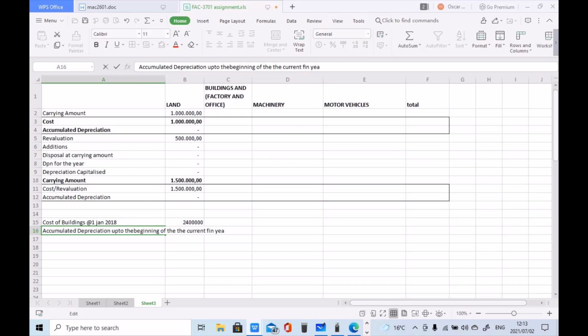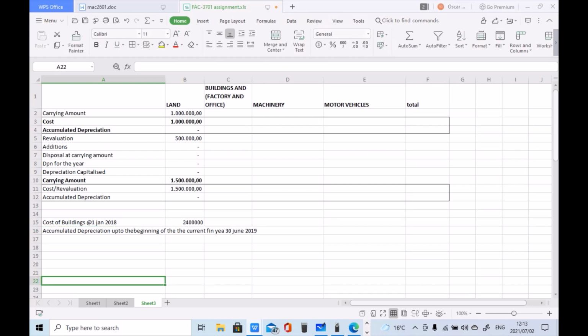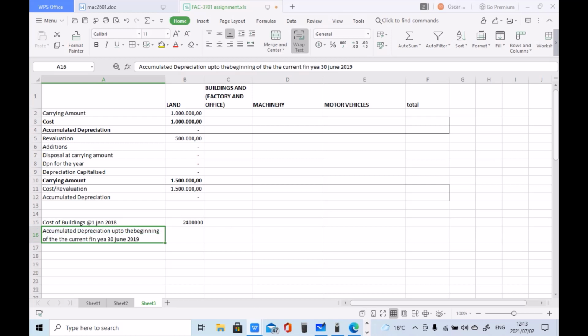Well, that's basically 30 June 2019. That's the beginning of the current year. So you can just say accumulated depreciation up to 30 June 2019. That will be enough. I'm just adding this information to just help you see.